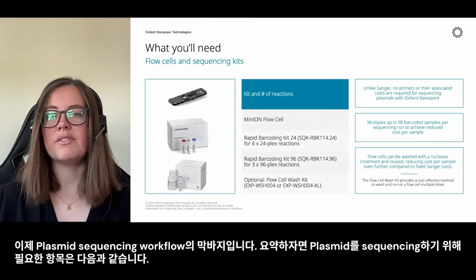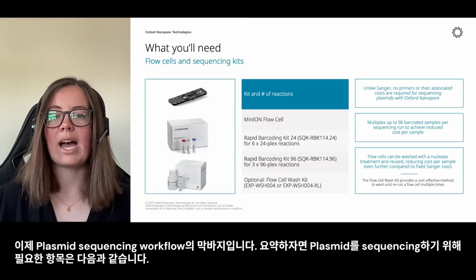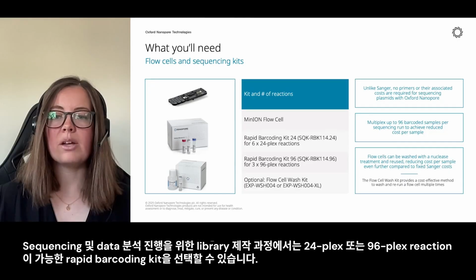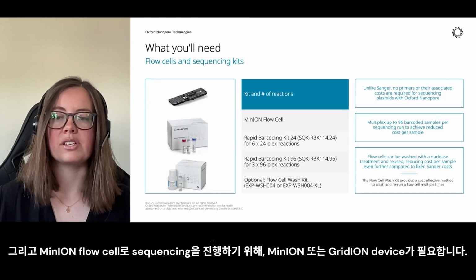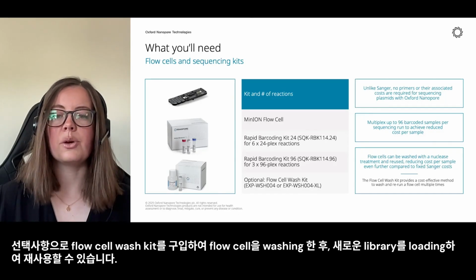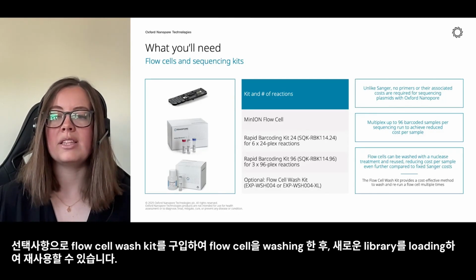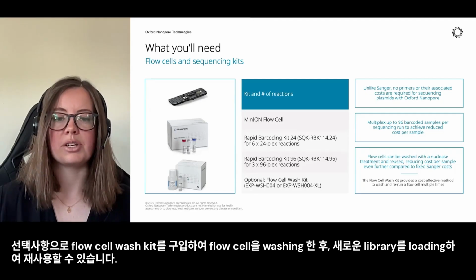Now we have reached the end of the sample to answer workflow. To recap, here is a list of the things you'll need to sequence your plasmids. To prepare your library for sequencing and downstream analysis, you can choose from either the 24 or 96-plex rapid barcoding kits. You'll need MinION flow cells for sequencing on your MinION or GridION device. You can also optionally purchase a wash kit, enabling the flow cell to be reused for another library.